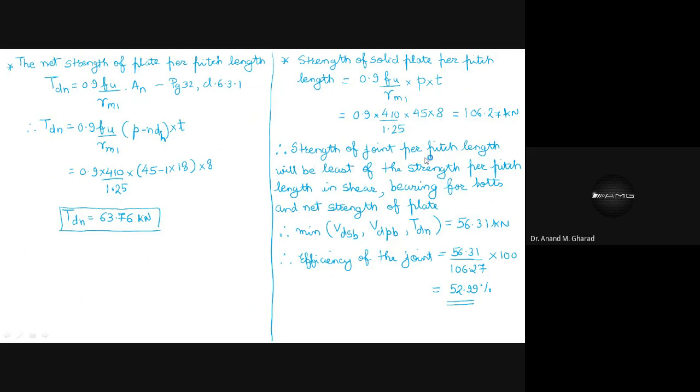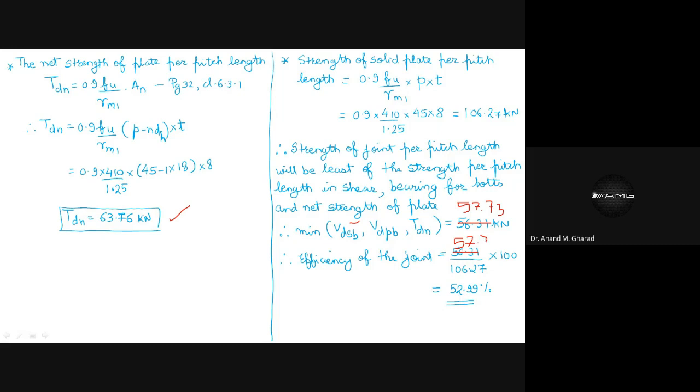Then the strength of the joint per pitch length will be the least of the strength per pitch length in shear bearing for bolts and the strength of the plate. Meaning, whatever values we have found out for VDSB, VDPB and TDN, the least amongst all will govern the efficiency value. So how much was this value? 57.73, I suppose. So this is the minimum value out of all three: TDN, VDSB, and VDPB. You do the calculation accordingly and find out the efficiency value.